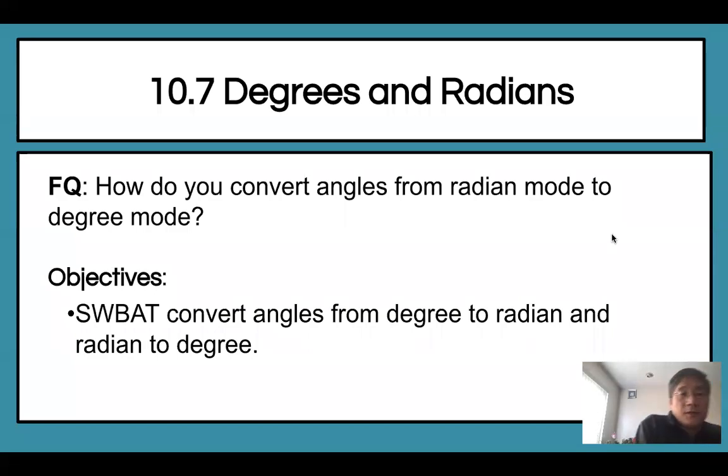Hi everyone, today we are going to talk about 10.7, degrees and radians. When we do trigonometry, we are using angles, right? But for angles, there are two different ways to express them, which are degrees and radians. So we need to know how to convert angles from degrees to radians or radians to degrees.